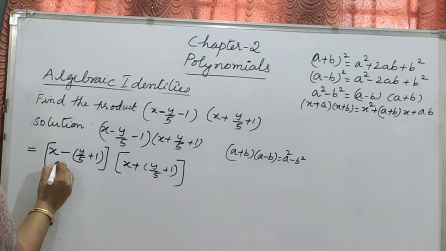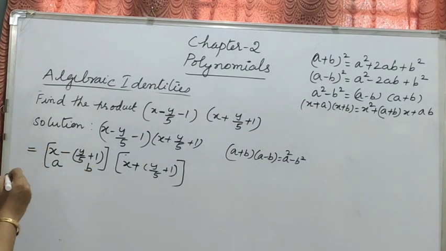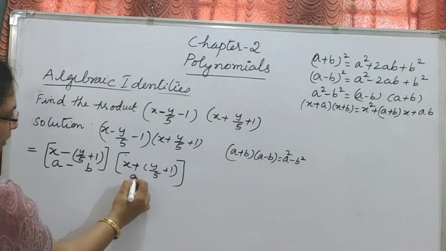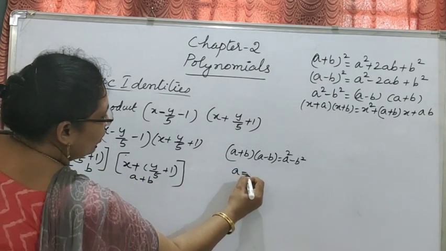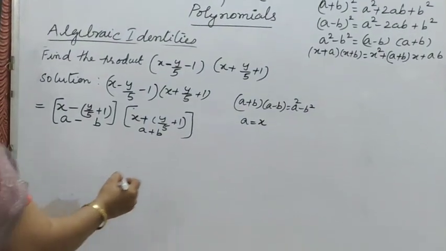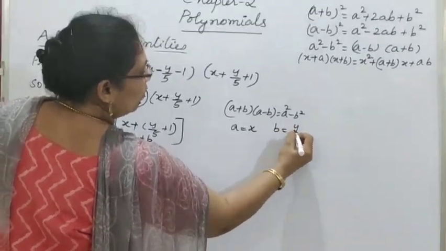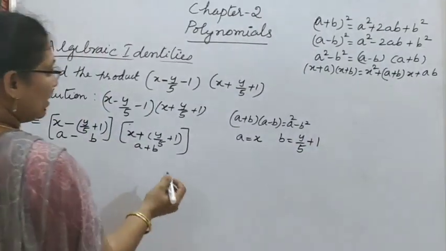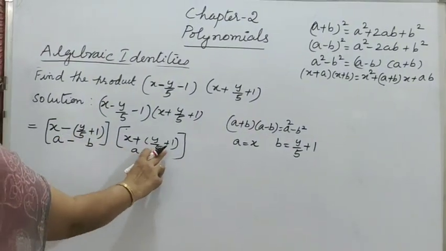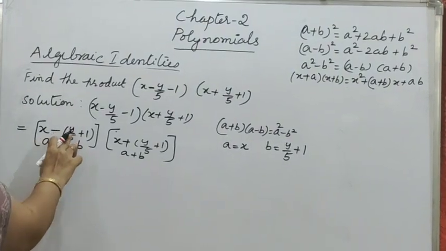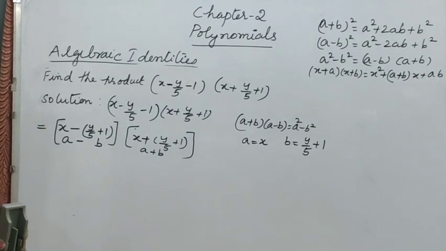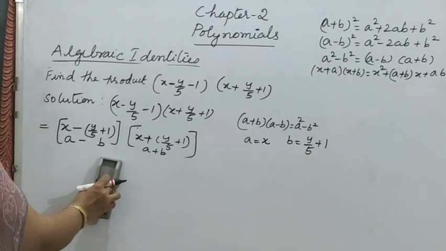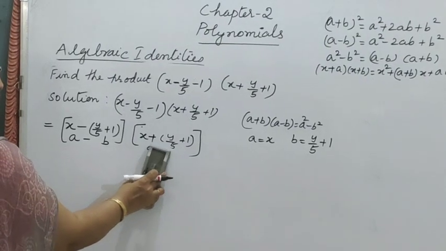Now this is our A and this is our B. So this is A minus B and this is A plus B. Clear? So while comparing, you came to know what A is: A equal to x. What is B? B equal to y by 5 plus 1. Plus B means plus (y by 5 plus 1). Minus B means minus of B, that is, (y by 5 plus 1). So we have written correctly what is A and what is B. You know that this is A minus B and this is A plus B. Now I can rub this one.